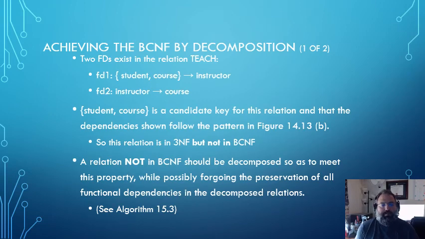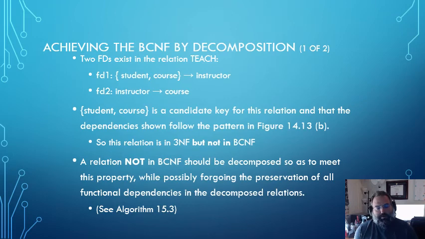Achieving BCNF by decomposition. Two functional dependencies exist in relation TEACH. FD1 is student, course implies instructor. Functional dependency 2 is instructor implies course. Student, course is a candidate key for this relation, and the dependencies shown follow the pattern in figure 14.13. So this relation is in third normal form, but not in BCNF.